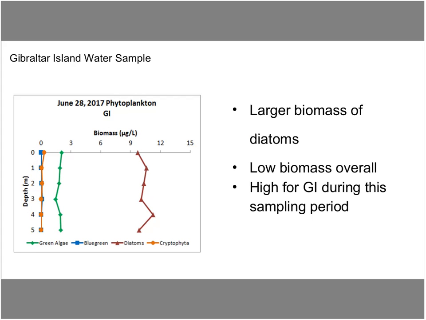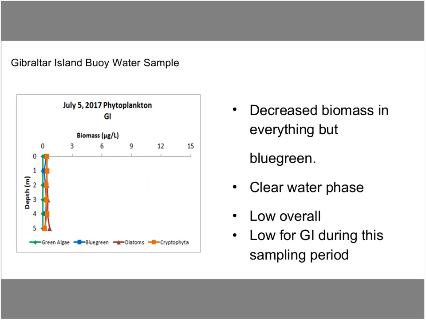Here we have June 28th. You can see there's a lot more diatoms. Still low biomass overall, but it's slightly increasing for this site. And July 5th, we noticed that the biomass of all the algae except the blue-green started to decrease a lot. And this is the clear water phase. There's a lot of zooplankton in the water, and they're grazing on some of the algae, like the green algae and the diatoms. That allows the blue-green algae to not decrease in biomass, but to increase. They're not sought after like the other algae are. So the water appears, as you might have noticed the past few weeks, pretty clear out there. That's why.